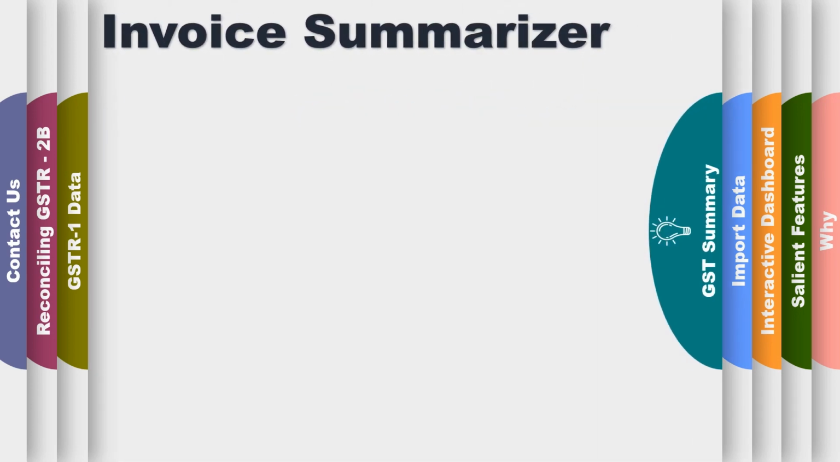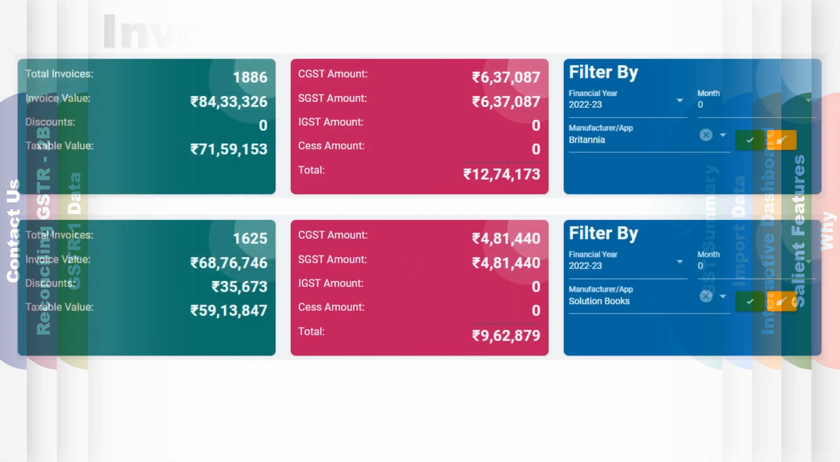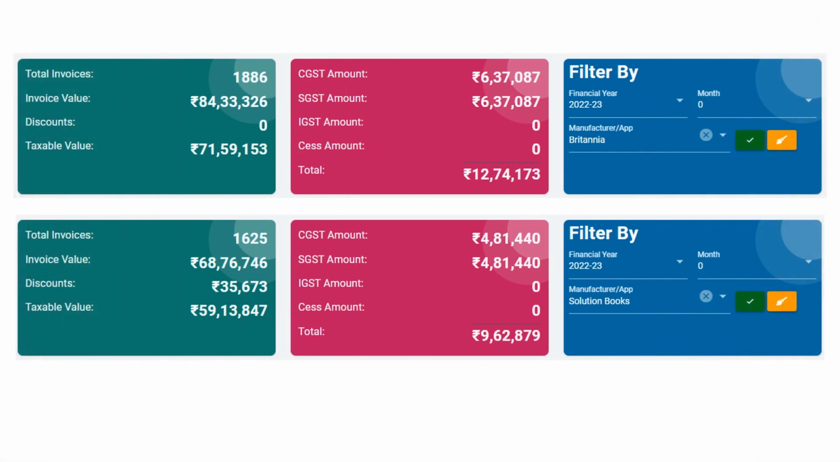GST summary. With Invoice Summarizer, the user can view IGST, CGST, SGST, and cess summary. As users are using multiple billing applications, they can view summary data for corresponding application data by applying the filter. For example, here, they can view summary of the Britannia billing application and Solution Books application data separately.